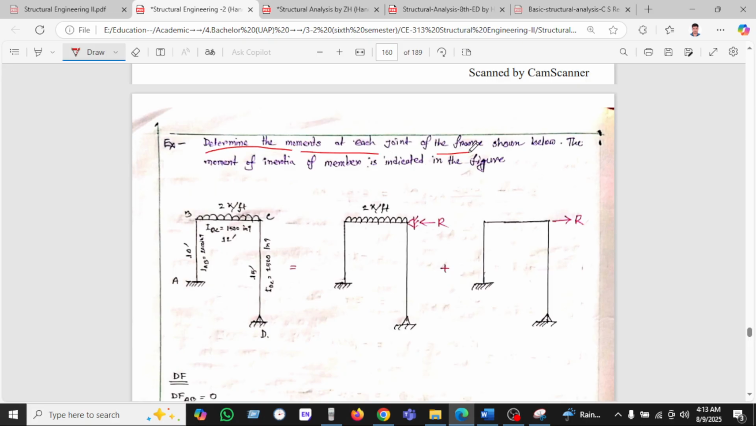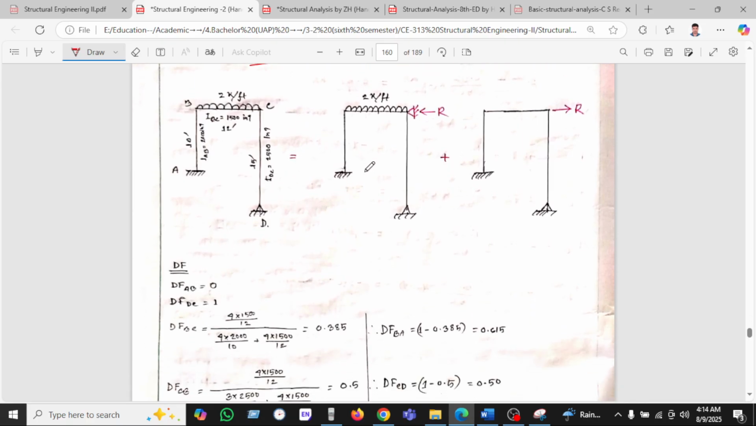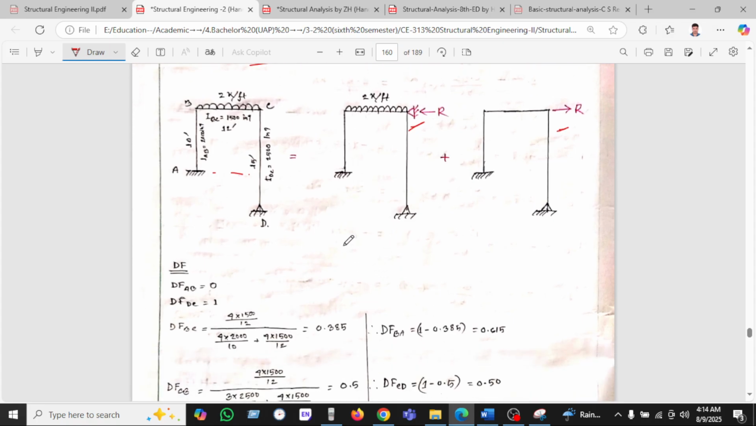Determine the moment of each member of the frame shown below. The moment joint is indicated here. We have shown all the members. We can use a pin support, and the pin support is removed, but the length is unbalanced. If you design a bridge, then this can help you, because most bridges are like this: this is the water, this is the bridge.